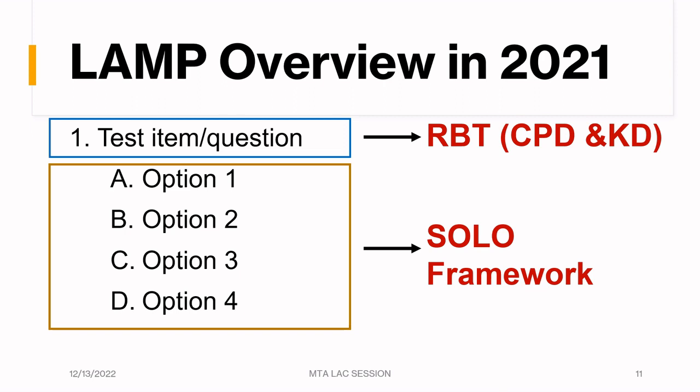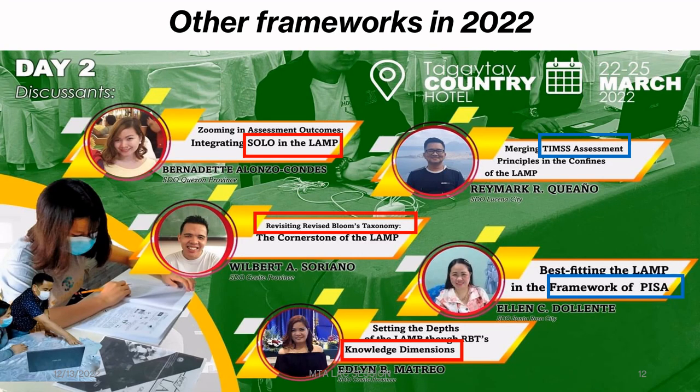So we started with a test construction by using the RBT with the two dimensions, of course, the interplay of the two, such as the cognitive process dimension and knowledge dimension. And for the options, we have different framework, which we call as solo framework. In 2022, aside from the solo framework and RBT, the basic anatomy was improved further by considering other frameworks such as TEAMS and PISA frameworks.